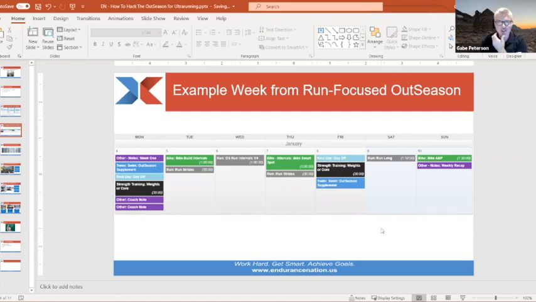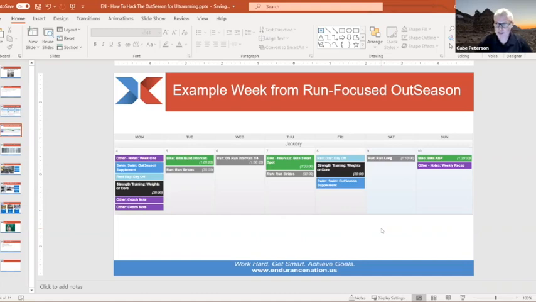That might even be a short run. But we're going to give you advice on what your long run should be in the out season. There's a lot of cycling in here, even for the run focus. And that's great if, like Tim said, you're going to do an Ironman and then at the end of your season just want to do a 50K for fun, probably this plan's going to work great for you.